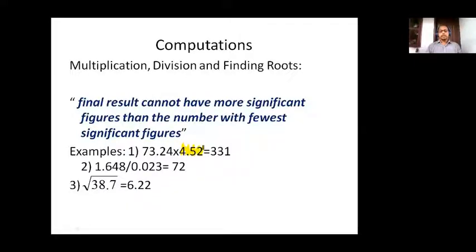In the second problem, 1.648 divided by 0.023: in the first term there are 4 significant figures, whereas in the second term only 2 figures are significant. So the answer contains only 2 significant figures. Now the root of 38.7 is 6.22.